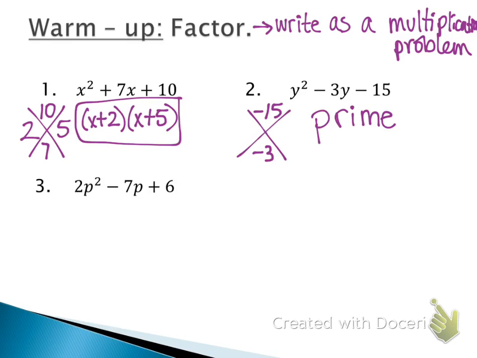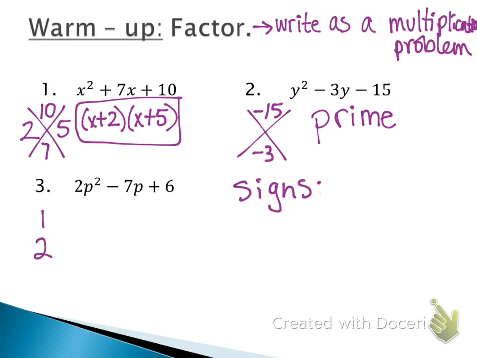All right, number 3. Are we using the X method again? I heard somebody say no. Why not? Good. The coefficient in front is not a 1, so we cannot use the X method. We have to use bubble method. Good. All right, so what's my only option for my first bubble? 1 and 2. I guess it's good if we talk about what our signs should be.